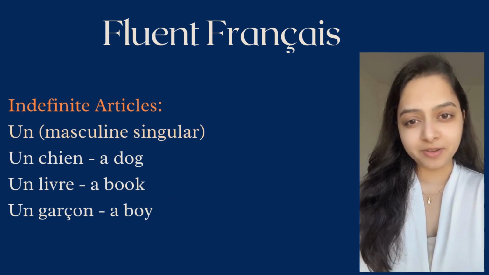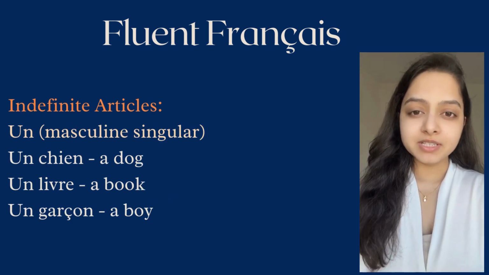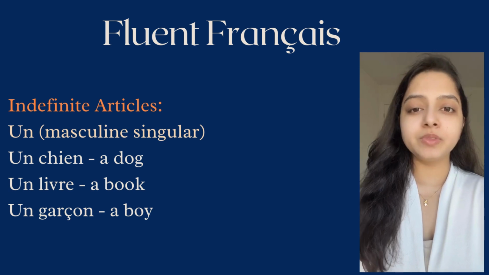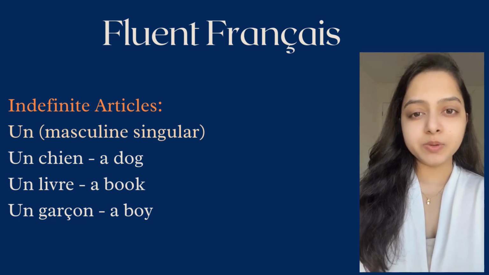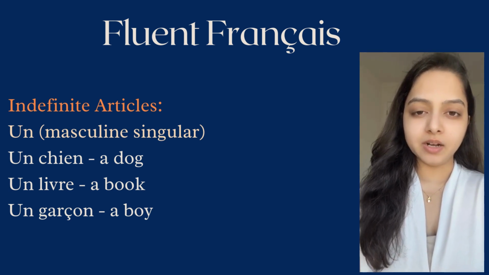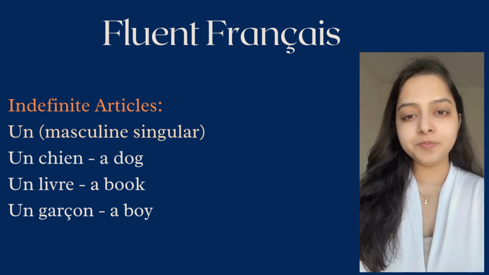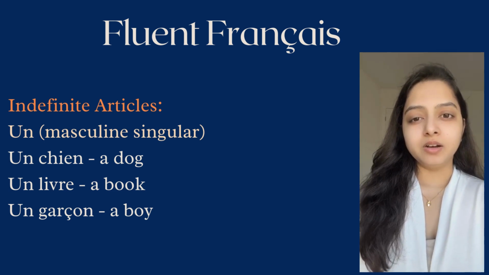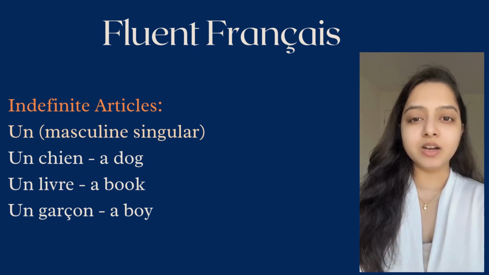Let's talk about indefinite articles. First, masculine singular noun. For masculine singular noun, we use un, U-N, un. For example, un chien, un livre, un garçon.